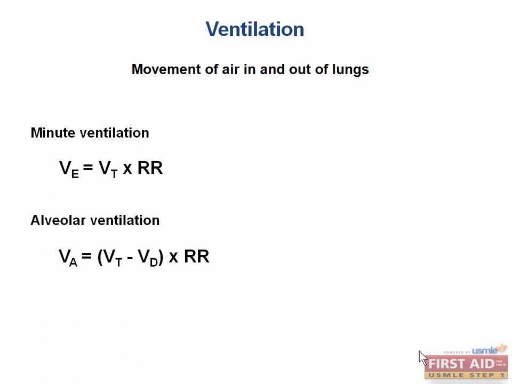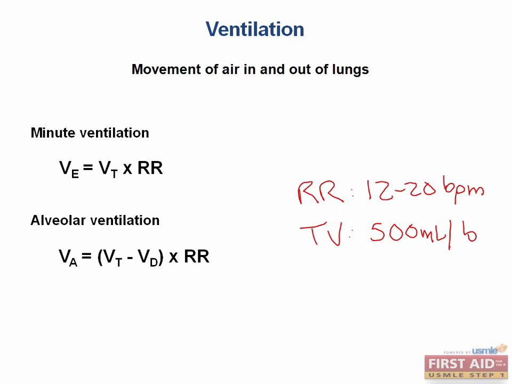The normal value for respiratory rate is 12 to 20 breaths per minute. The normal value for tidal volume is 500 milliliters per breath. And the normal value for physiologic dead space is about 150 milliliters per breath.